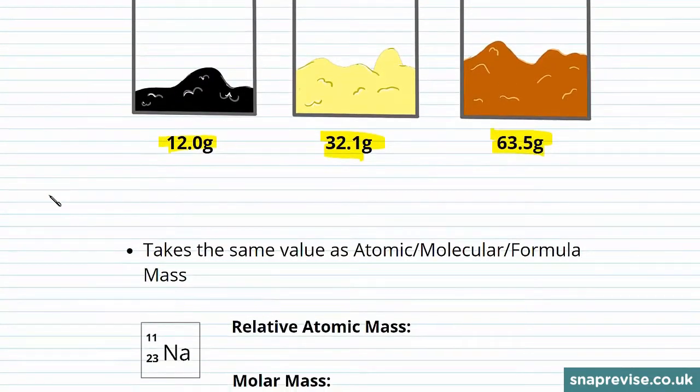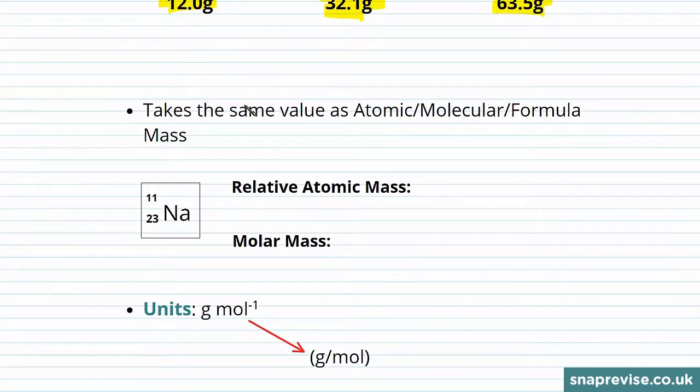So what is our molar mass? Well, our molar mass takes the same value as the atomic, molecular or formula mass. If we look at sodium, the relative atomic mass of sodium is 23. We know that over here. Therefore, the molar mass will also be 23. The units taken by our molar masses are grams per mole, which is written over here.